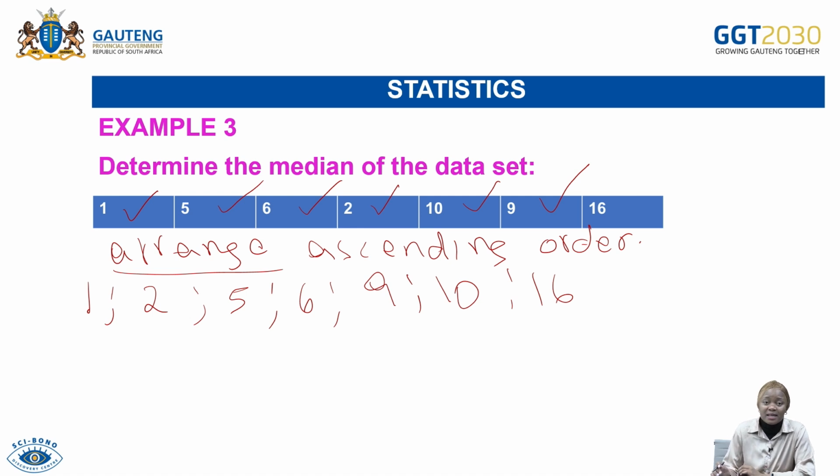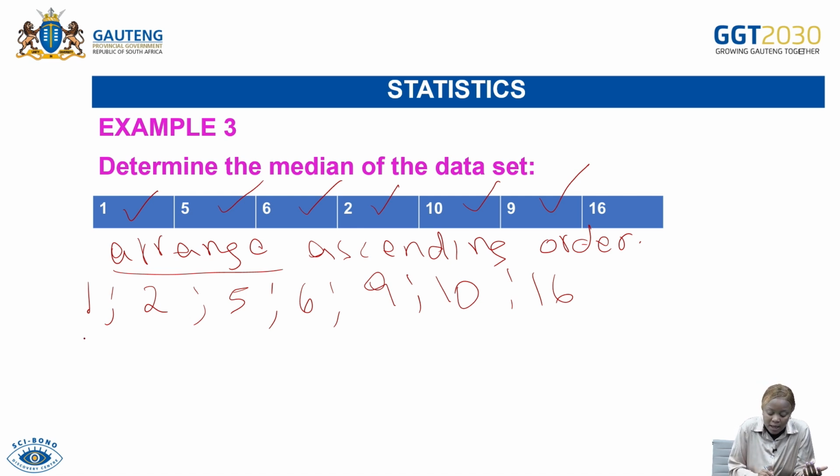So after doing that, I can now find the position of my median. Remember, your median is just the middle value. So you can also just look at your data set and find your median without using the formula of the position. But I prefer to use the formula of the position because it doesn't matter how many values you have. Even if you've got a large data set, you can still use the position.